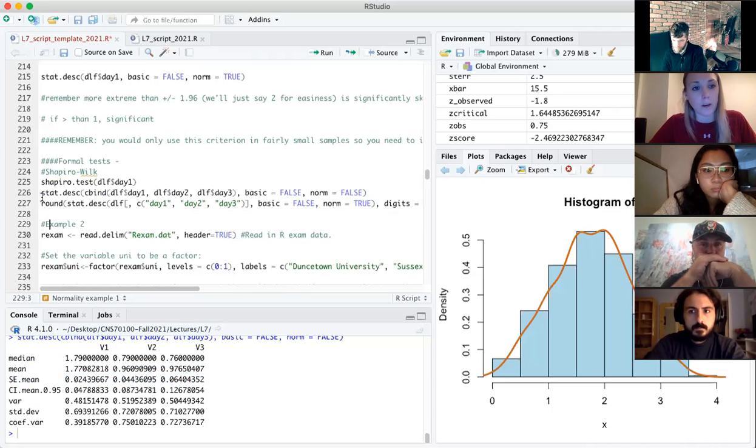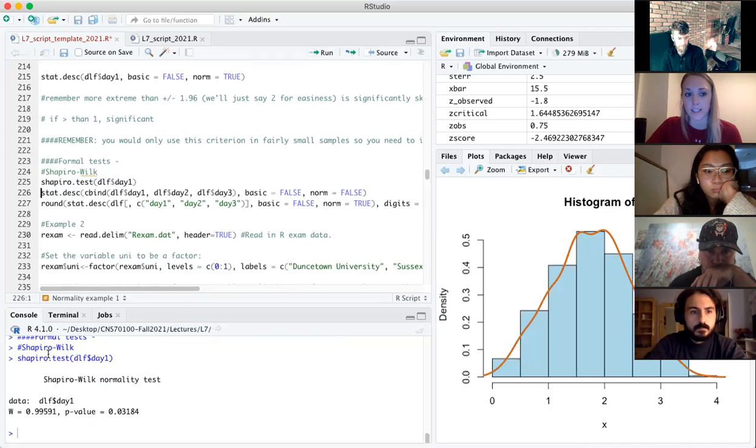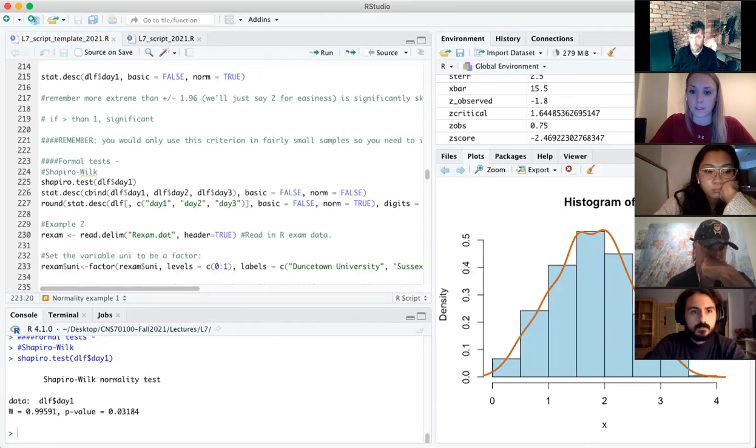Yeah, so the Shapiro-Wilk, this is just shapiro.test, and then you just pass the variable that you want to test. So super easy to run, and it spits out a p-value right for you. So you don't have to do any extra math or anything like that. Just kind of nice. So are there any questions about that?